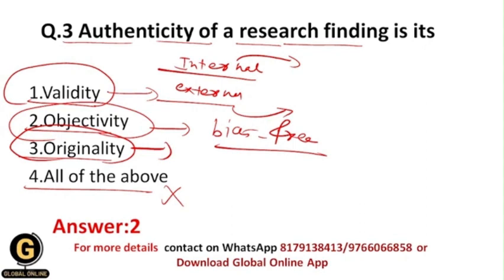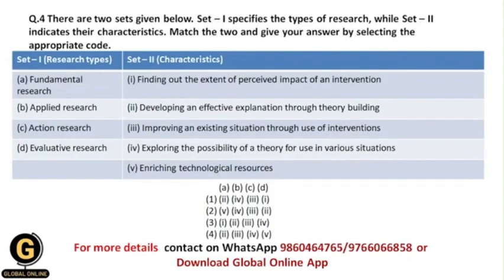I hope all of you understood, but still if you have any doubts, you can ask me in the comment box. Okay, now here students, we have been given two sets, set 1 and set 2. In set 1 they have given us research types, and in set 2 they have given characteristics of each research type, and here we have to match the correct characteristics to the correct research type. Now here there are fundamental research, then applied research, action research, evaluative research. So these are basically the types of research given in set 1.